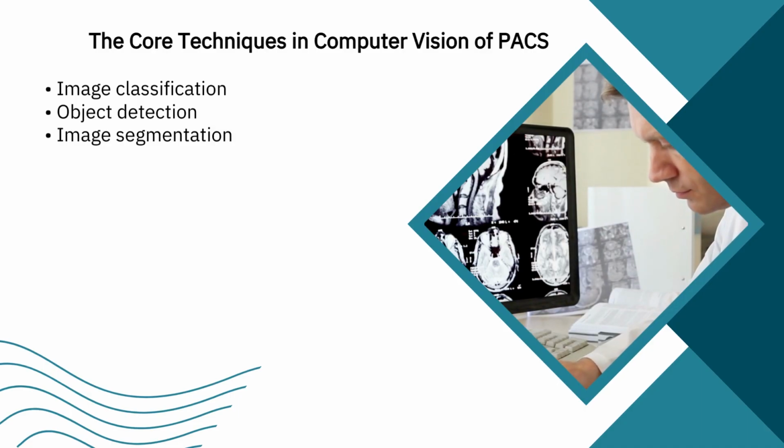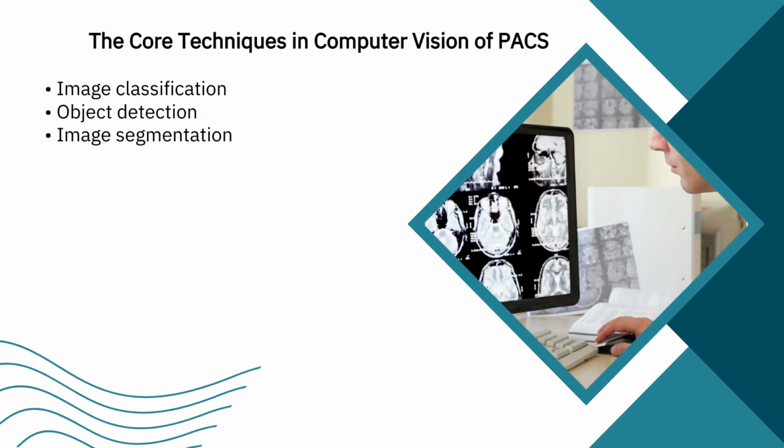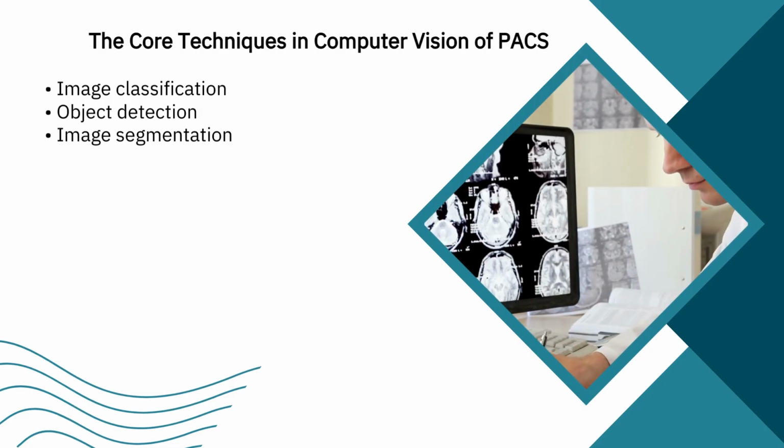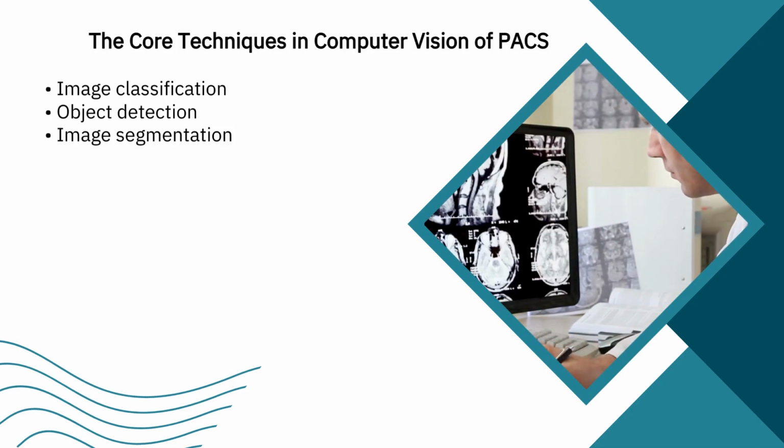Image segmentation is even more detailed. It divides an image into segments or regions, identifying exactly which pixels belong to which object. This is critical in applications like medical imaging, where you may need to outline the exact boundaries of a tumor.